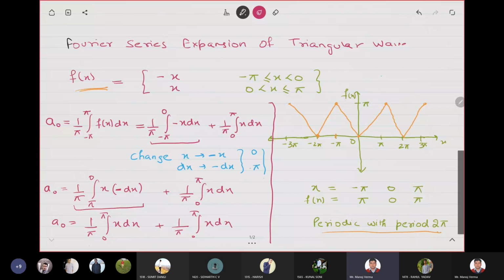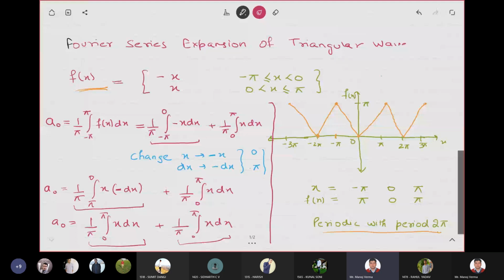And you can see both of these terms are essentially the same, and we can take twice of any of the terms. Now, why is this happening in this case? As you can see, this triangular wave function is actually an even function.